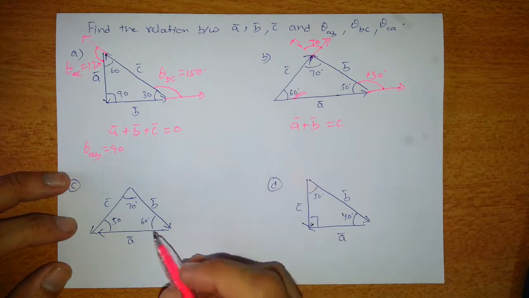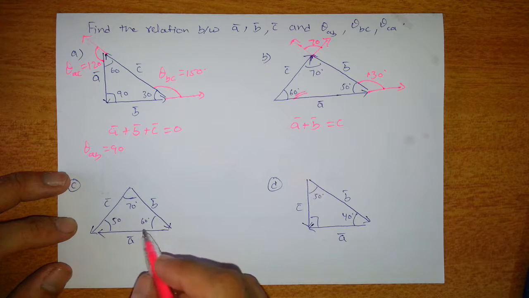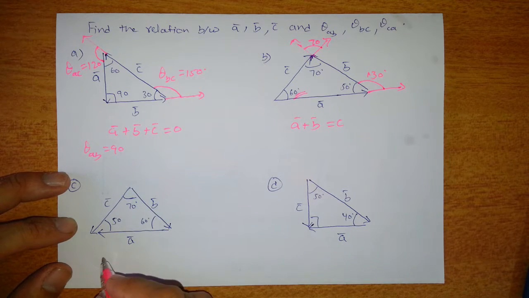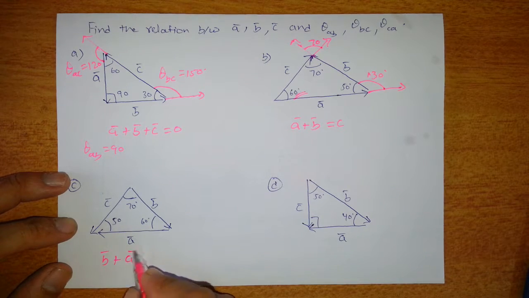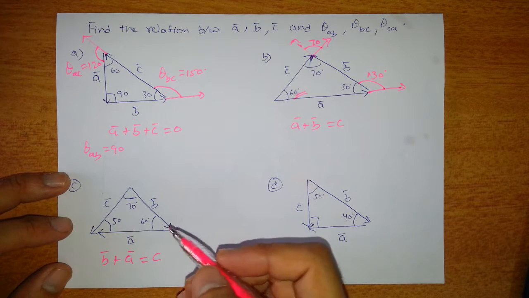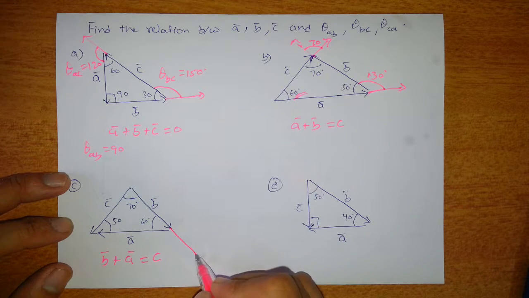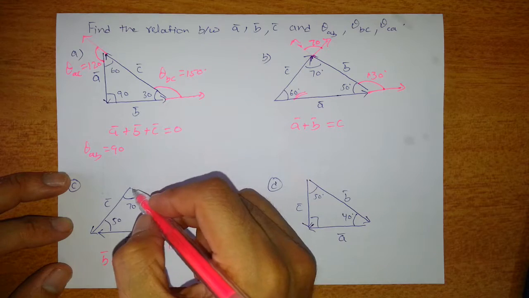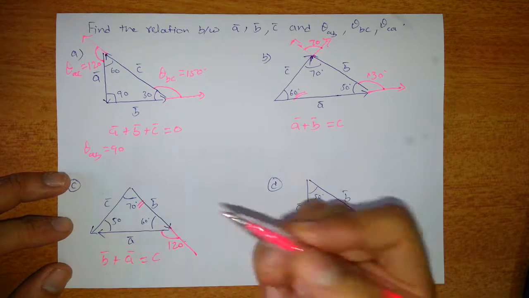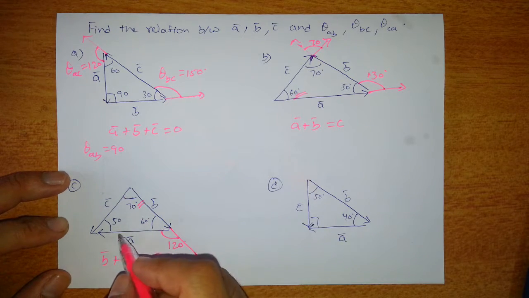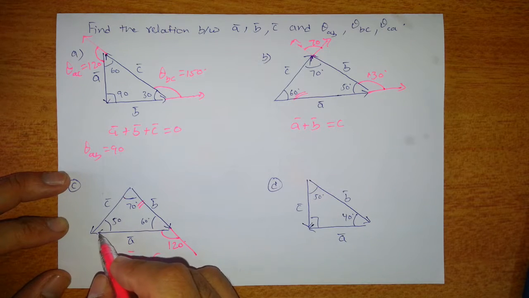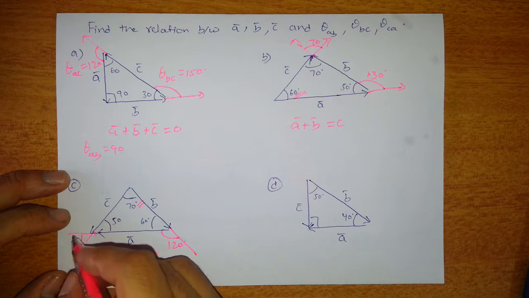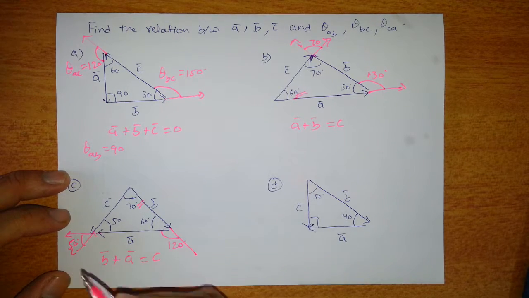For this, B and A will give you C. So B plus A is nothing but C. For the angle between A and B, we have to extend B. So this is nothing but 120 degree. And B and C are already joined, so this is 70 degree. And A and C are joined head to head. So this is the same angle as when joined tail to tail, which is 50 degree.